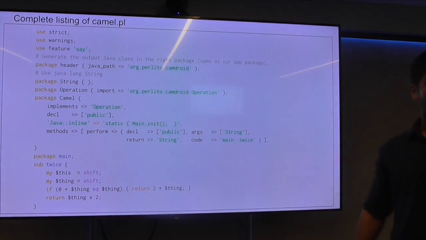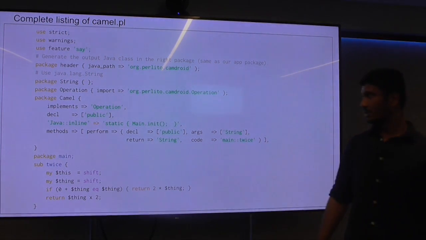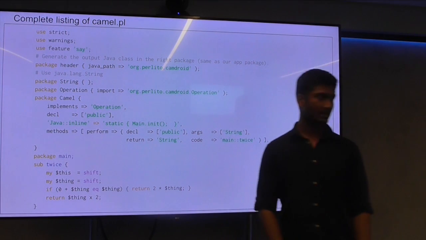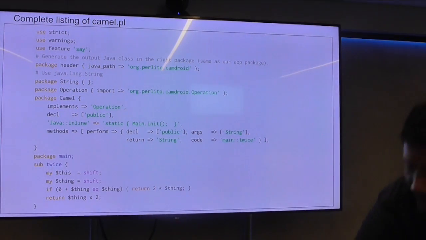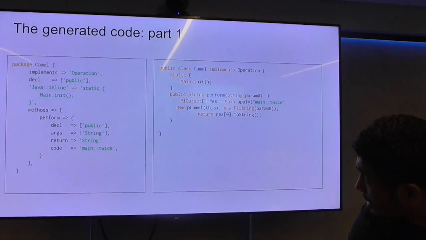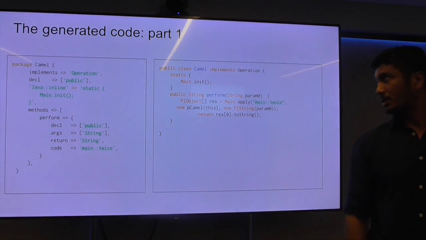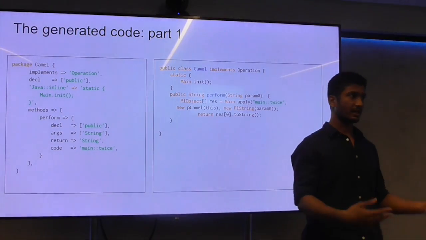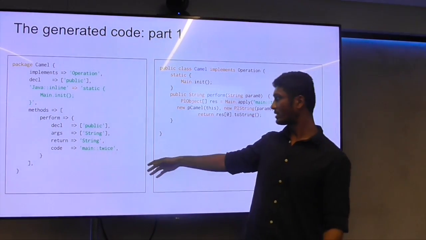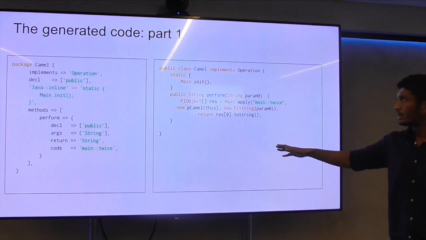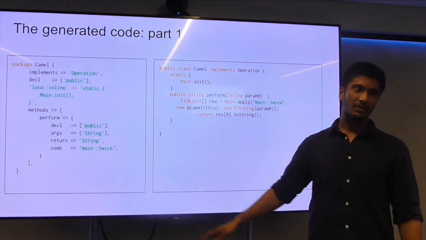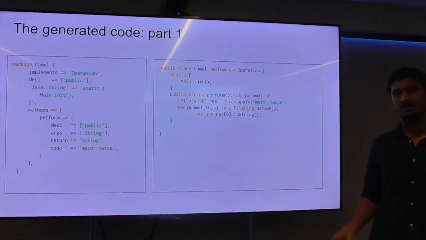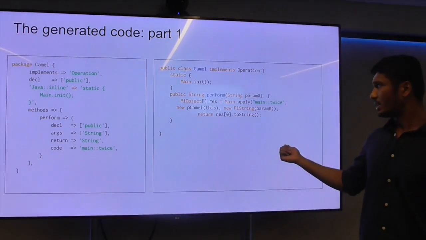This is the full camel.pl file for context. It contains the Java class declaration and our subroutine in a separate package. Now the generated code. When the Perlito Java compiler sees the declaration in Perl of the Java class, this is what it generates. It's essentially a line-by-line translation of the Perl configuration, so to say, into Java.